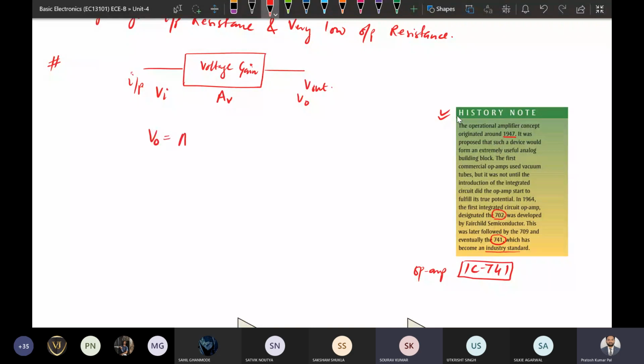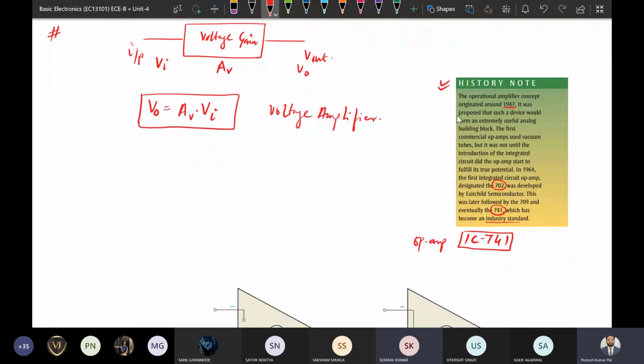So this is the basic concept of a voltage amplifier. The output will be directly proportional to the input, multiplied by a gain factor, and that is the gain of the amplifier. So if we want to find the gain, A V equals V output divided by V input. Whenever we talk about the gain, it will be output divided by the input voltage.